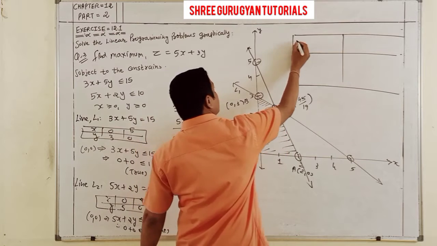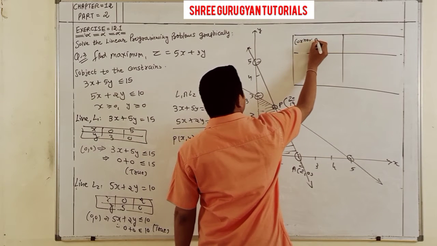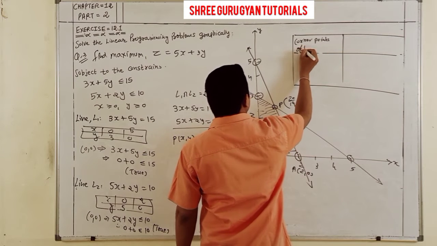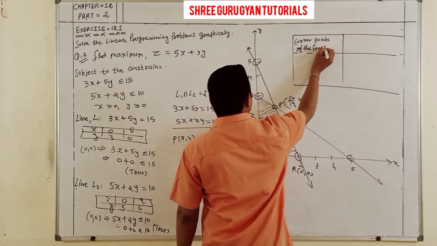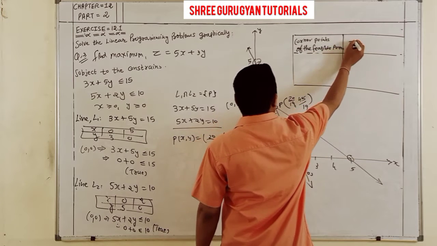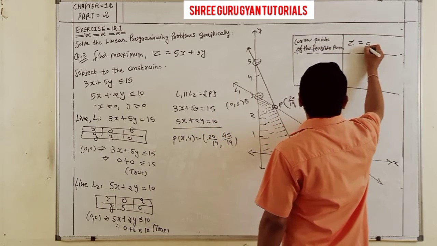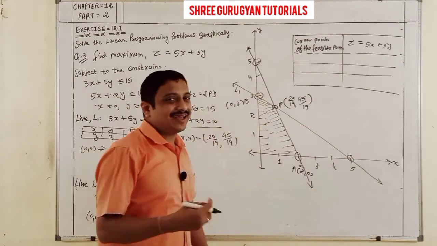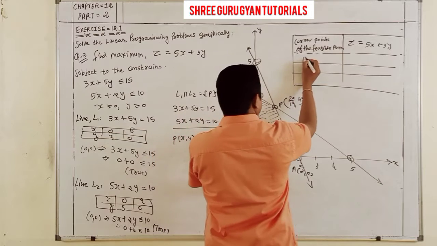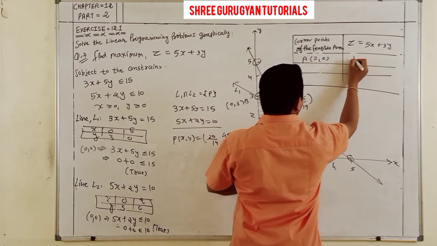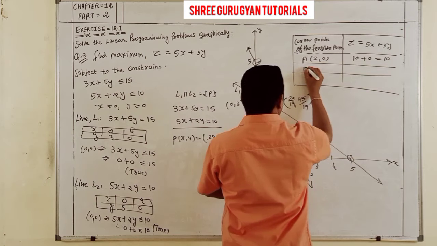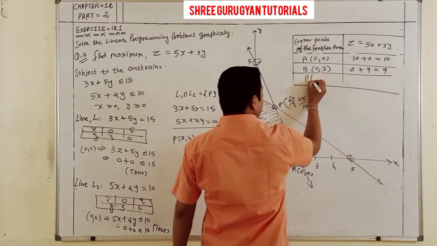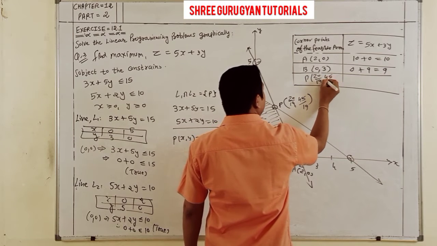So here I will go to the corner points of the feasible region, feasible area, and Z I want as 5x plus 3y. Just put in the values as much as possible and calculate. Your A point (2, 0): 5 times 2 is 10. Second B point (0, 3): 3 times 3 is 9, and P point is 20 by 19, 45 by 19.